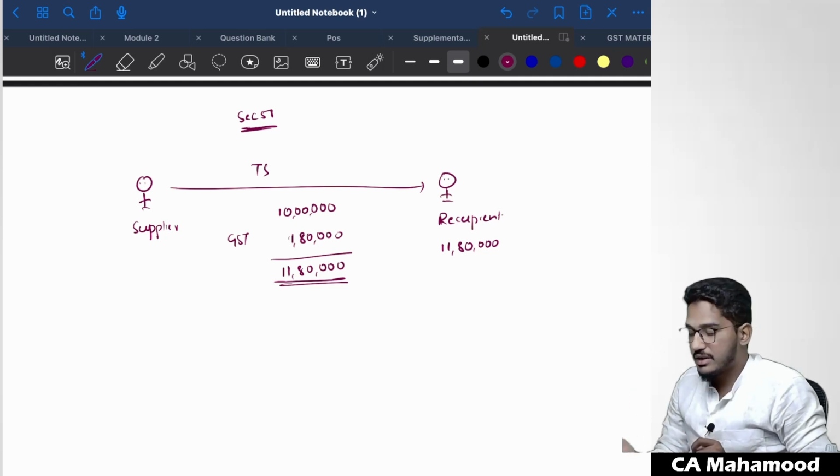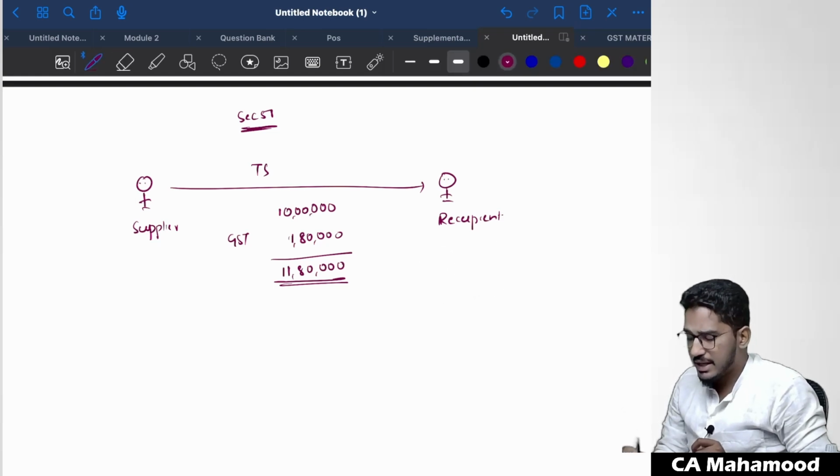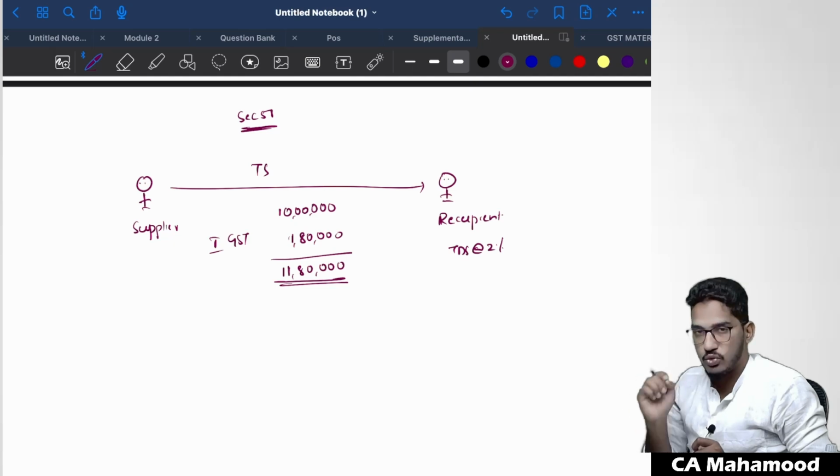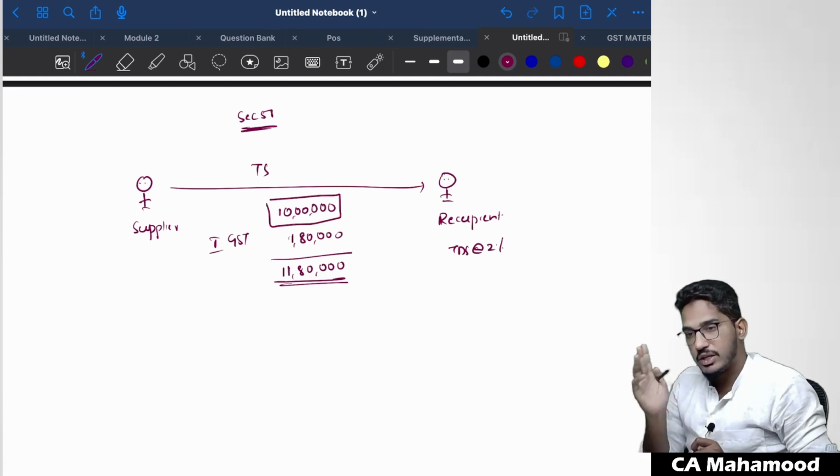Sir, how much has to be deducted? Effectively 2%. Take for example, this is an interstate supply, so the tax leviable is IGST. In some special circumstances, the government asks the recipient: don't pay 11,80,000. You deduct IGST TDS at the rate of 2%. On what value, sir? On this 10 lakh, not on the tax component. Excluding the tax component, from the value of supply you deduct 2%.